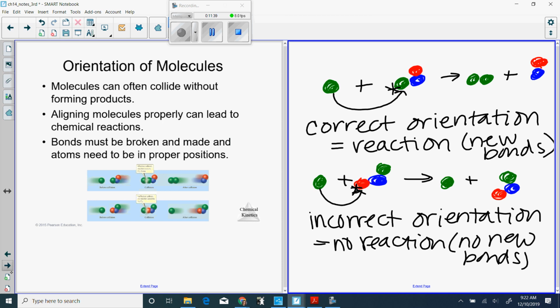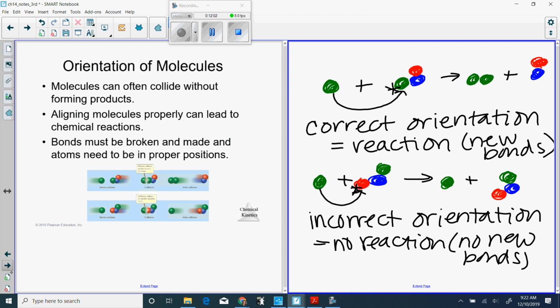Orientation though, it's rare. What are the chances that of all the ways these can be flipped around, green's going to run into green? Okay, they're constantly doing this. Most of the time they're doing it incorrectly. They're not forming a reaction. The faster they're moving, the higher kinetic energy, the more collisions there are, and it just makes it faster because they're running into green more often.